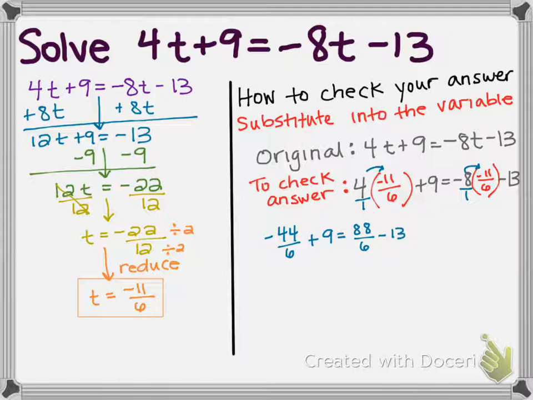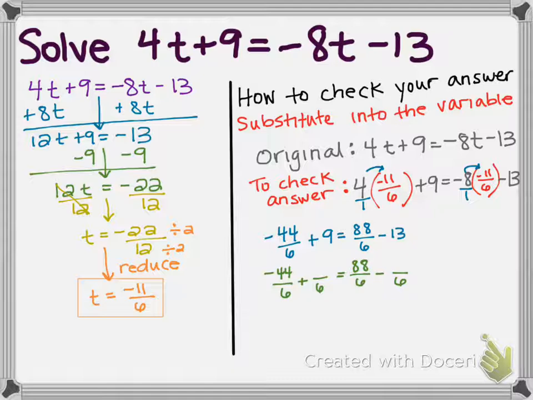So you see I put the 4 over 1 and the negative 8 over 1. When you multiply fractions, you just multiply the numerators together and the denominators together. So 4 times negative 11 over 6 ends up negative 44 over 6, because I just multiplied the 4 with the 11. Likewise, the negative 8 times negative 11 over 6 ends up positive, because it's a negative times a negative, 88 over 6.